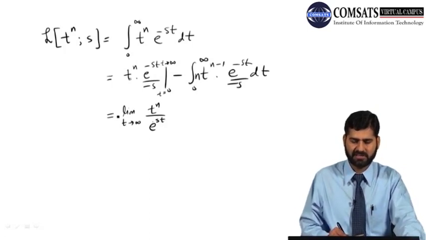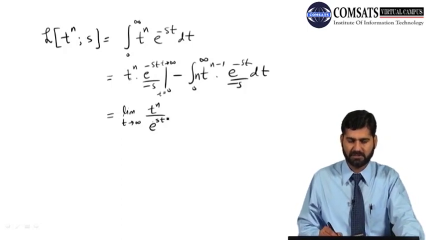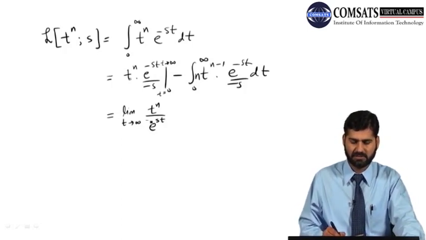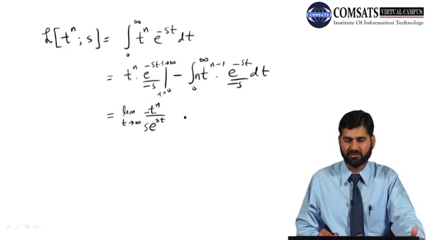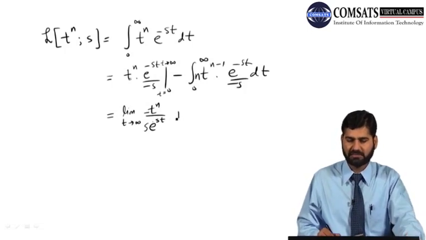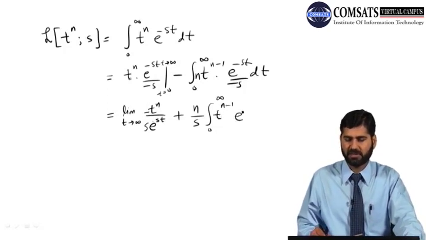There is 1 over s as well if you want to write. Okay, minus 1 over s. And at 0 it is 0, so I am not writing that. Minus minus plus, this is n over s, the integral from 0 to infinity of t^(n-1) e^(-st) dt.